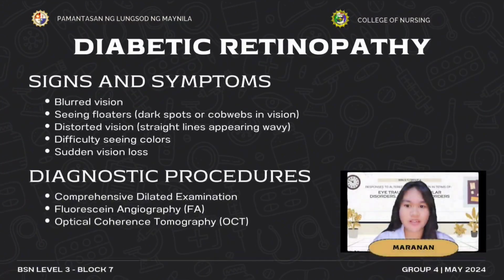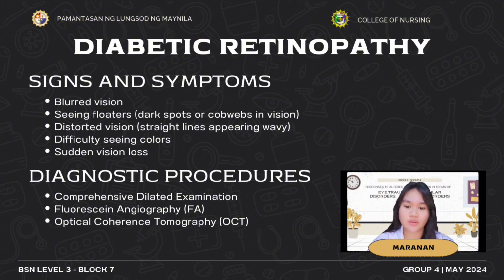For the signs and symptoms of diabetic retinopathy, it often progresses without noticeable symptoms in the early stage, making it a silent threat to our sense of sight. As the condition worsens, individuals may experience blurred vision, seeing floaters such as dark spots or cobwebs, distorted vision, so straight lines may appear wavy, difficulty seeing colors, and of course, sudden vision loss.